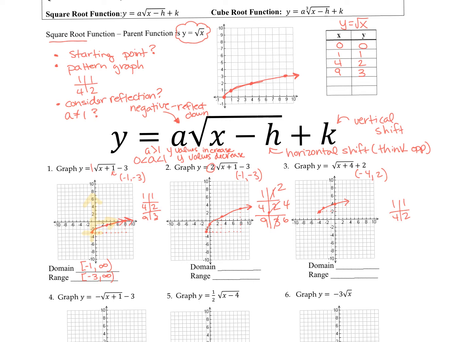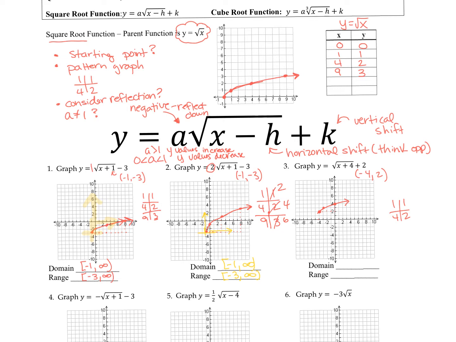Let's take a look at the next graph. So on this graph, it's the same starting point. So my x's are still starting at -1 and going to the right forever towards infinity. Make sure you have a parenthesis on infinity and a bracket on -1. My y values are starting at -3 and going up forever. So my range then starts at -3 and goes to infinity.